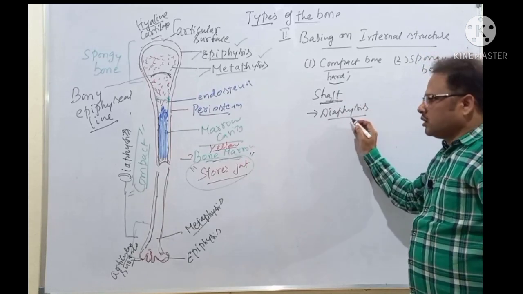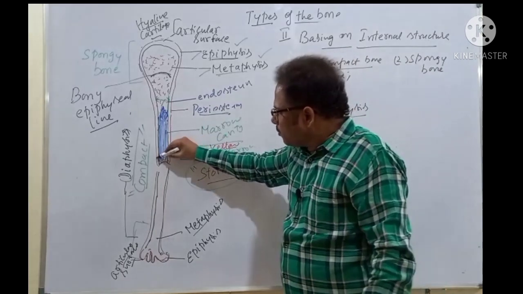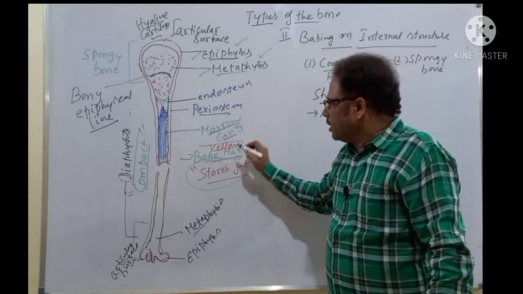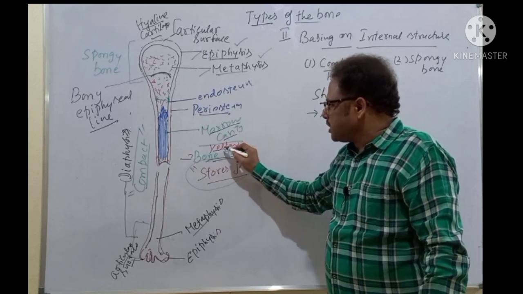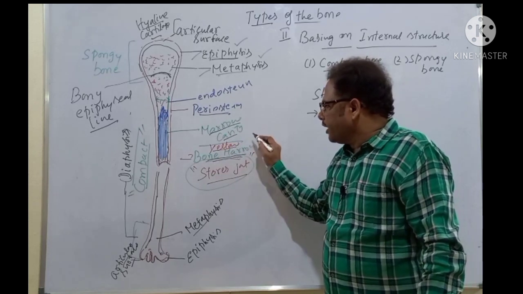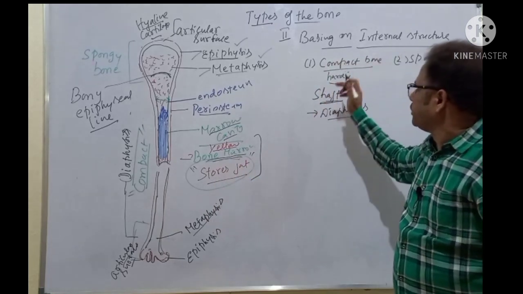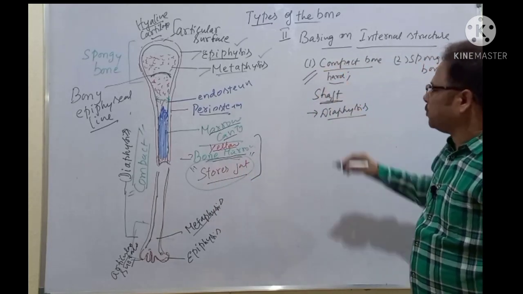And this one contains the yellow bone marrow. The marrow cavity is there, and the marrow cavity contains the bone marrow, which is the yellow bone marrow. And yellow bone marrow stores the fat. That's called the compact bone.